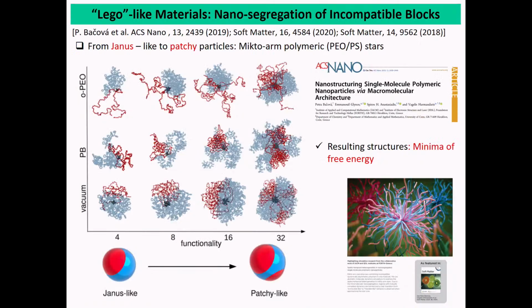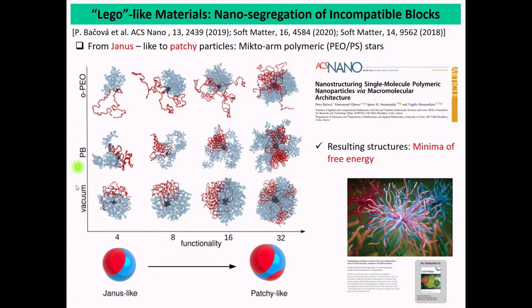And this can be further extended. For example, we can model systems which have two different kinds of chemistries that might not like each other so much. However, they are somehow connected because they are within the same star. And then you see that the structure is changing.